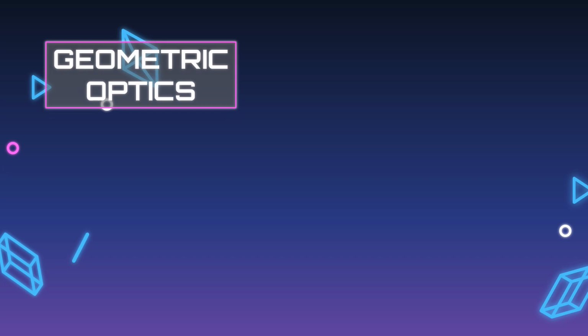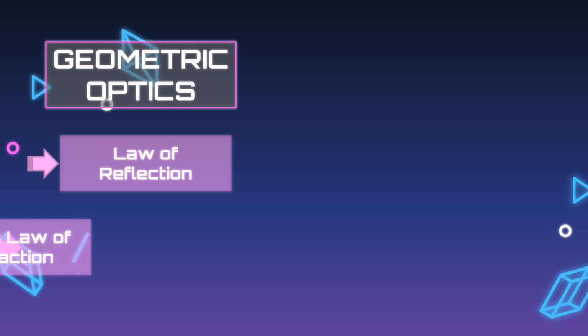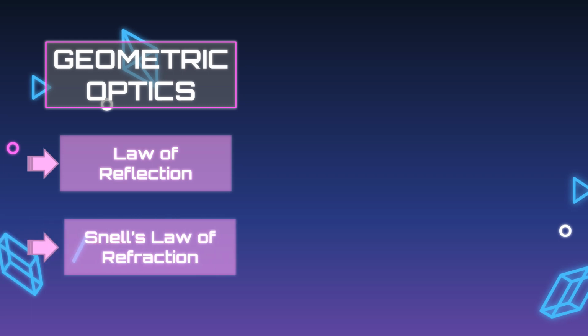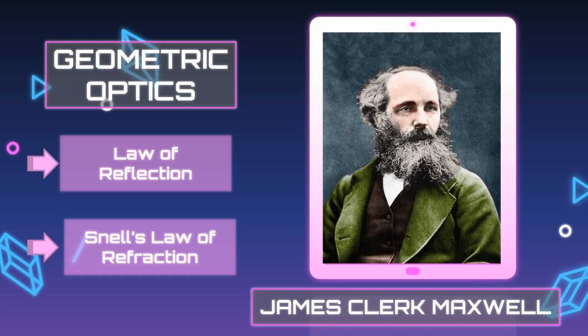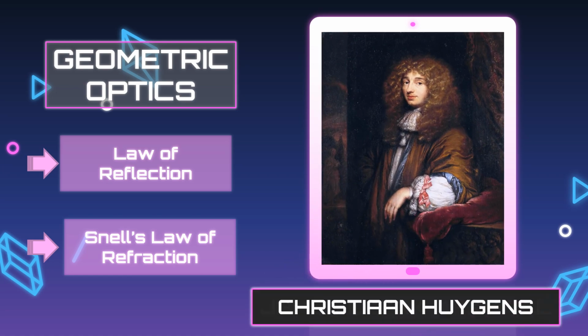Geometric optics, the application of geometry and its laws to study the behavior of light, can be condensed into two laws. We have the law of reflection and Snell's law of refraction. Long before Maxwell's equations laid strong mathematical foundations for the derivation of these laws, a few scientists had already derived them. One of them was Christian Huygens. He applied the rules of geometry to light as a transverse wave to derive the law of reflection and the law of refraction.